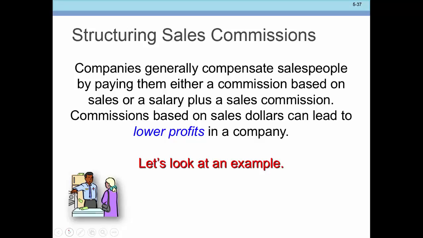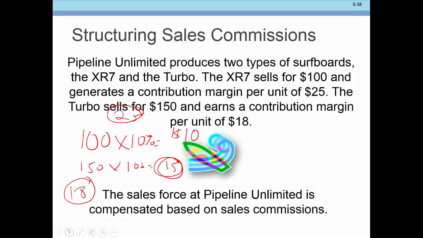oh, this is a sales guy? Okay, I was trying to figure out why we're showing a TSA agent to describe the sales situation. I see, he's selling our refrigerator. Okay, so what's happening? They're saying that they have these two types of surfboards. One sells for 100 and generates a contribution margin of 25. The other one, the turbo one, I guess, sells for 150 but only earns a contribution margin of 18.